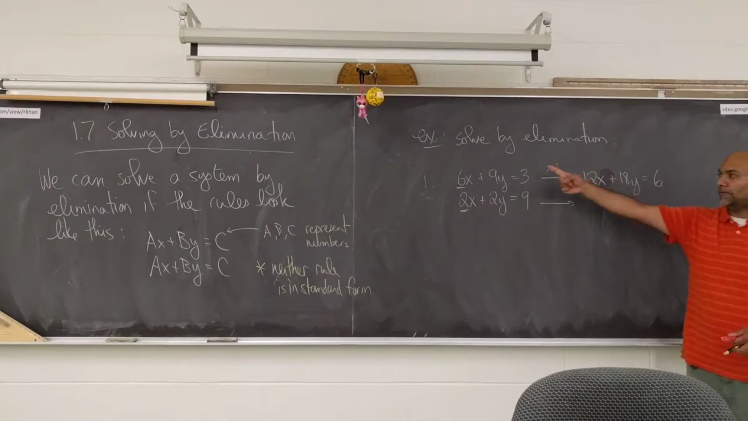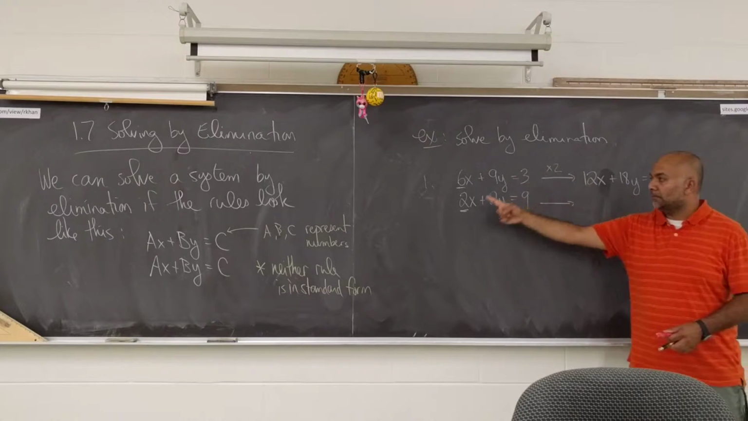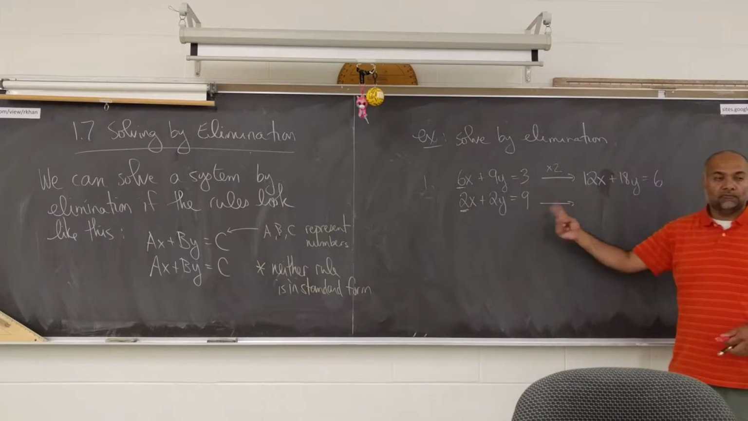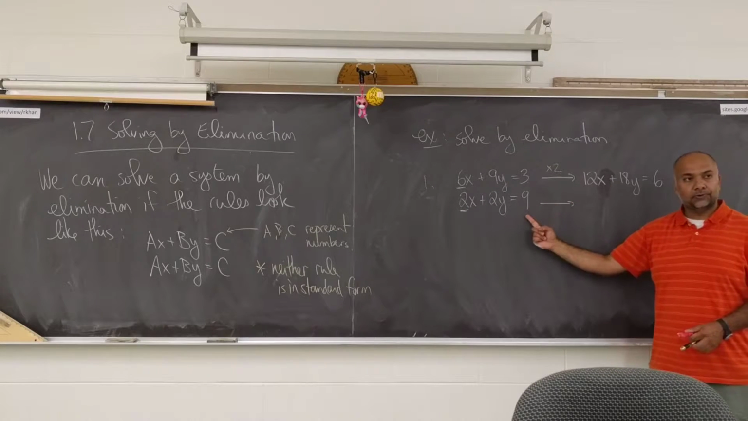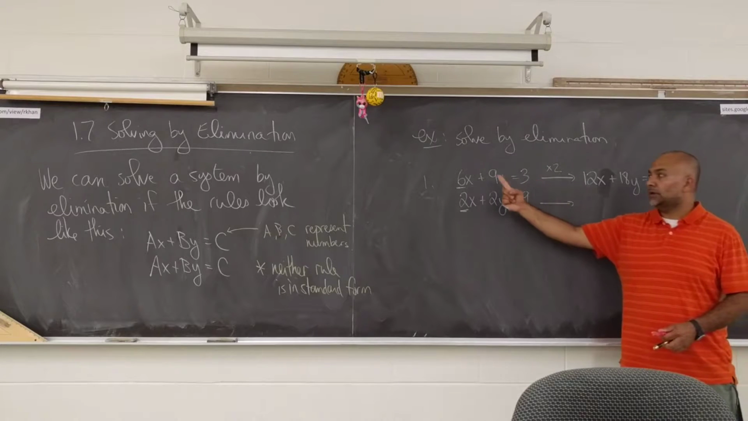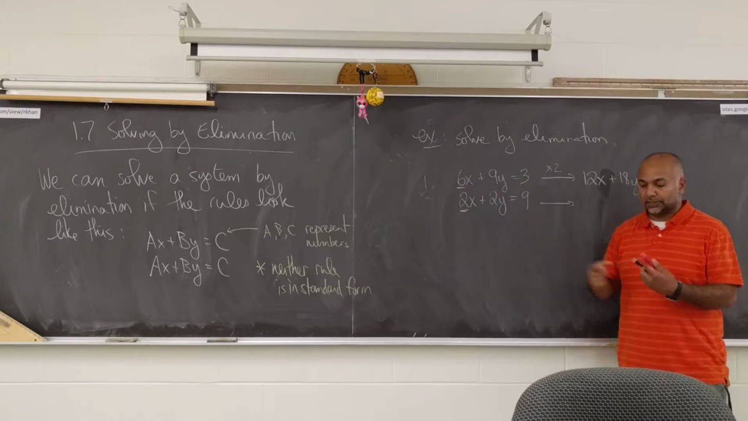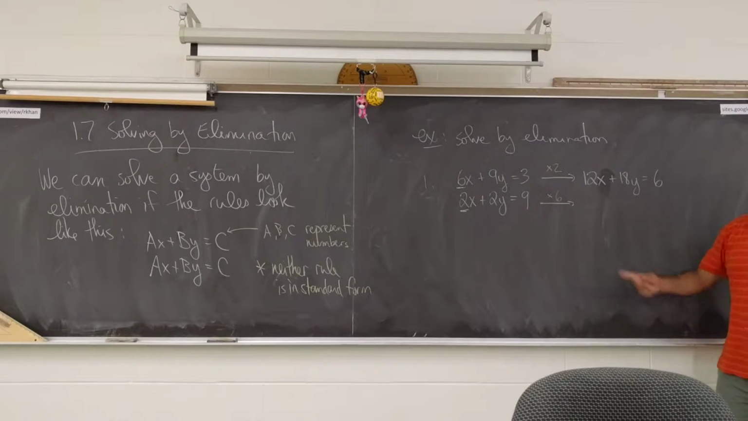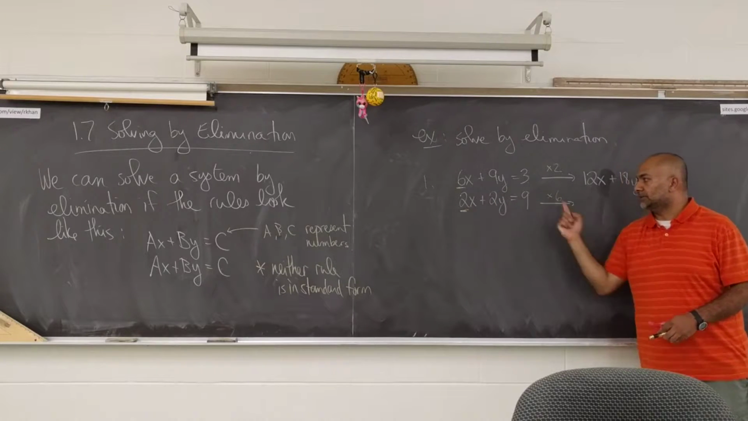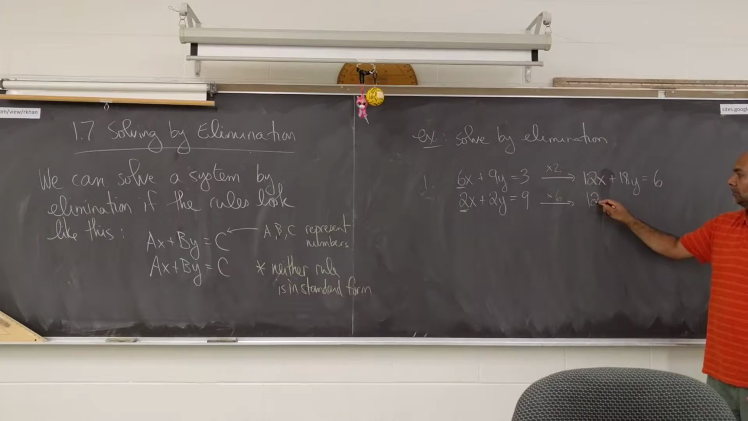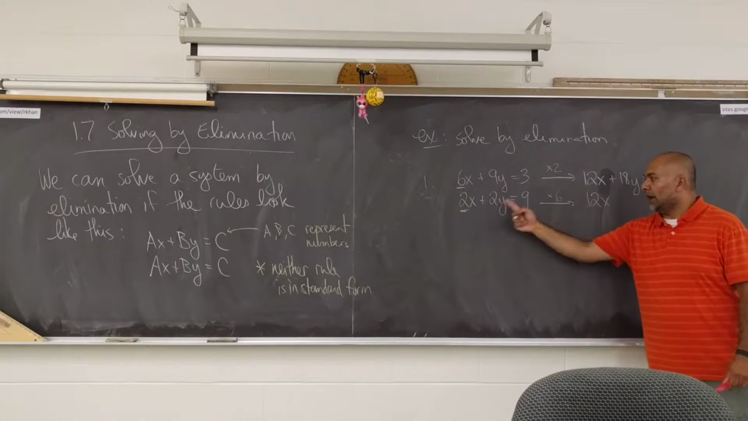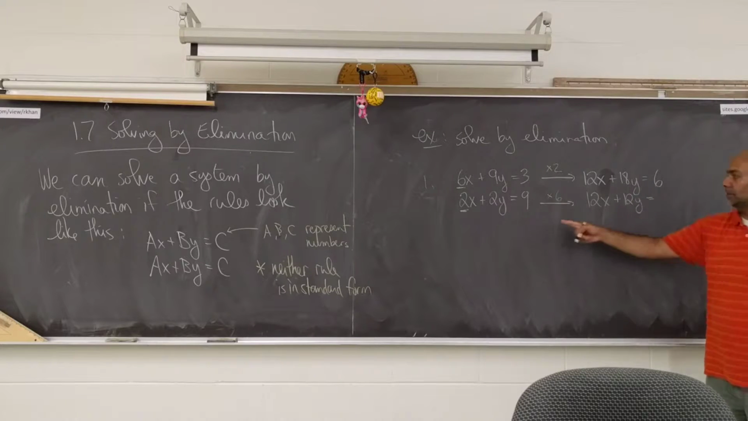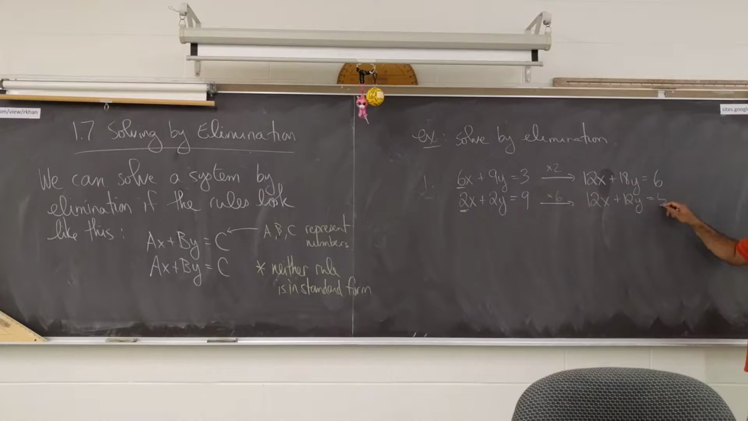I took my first rule and multiplied it by the number in front of the x of my second rule. And vice versa. Take the second rule, multiply it by the number in front of the x of the first rule. So let's multiply here everything by 6. If I multiply everything by 6 here, I get 2 times 6 is 12x. 2y times 6 is 12y equals 9 times 6 is 54.